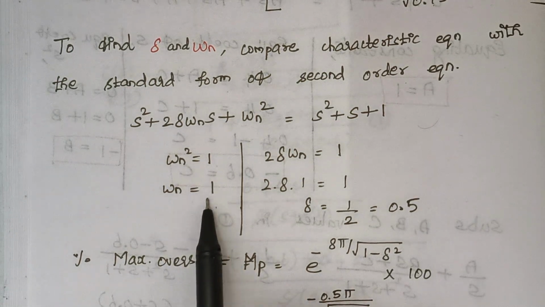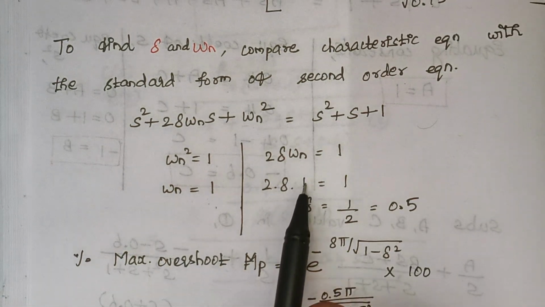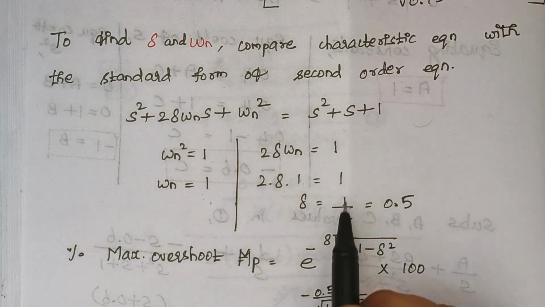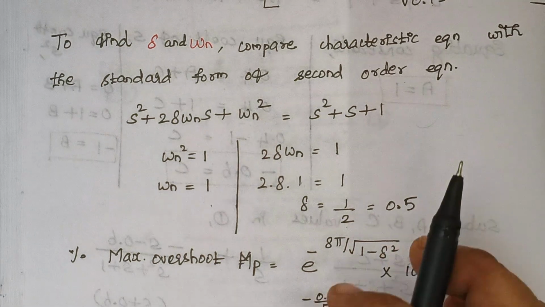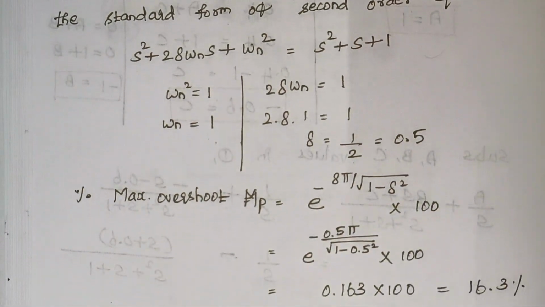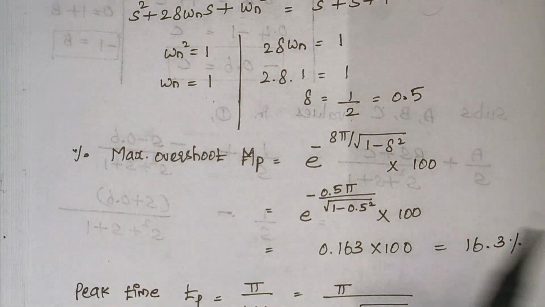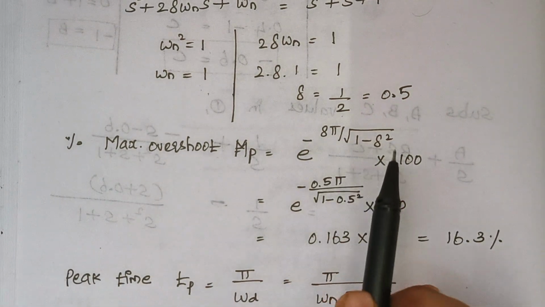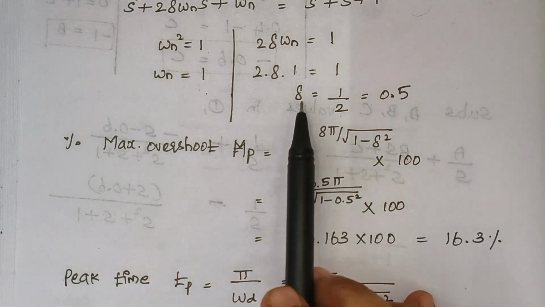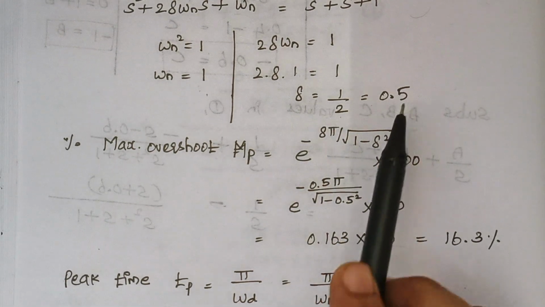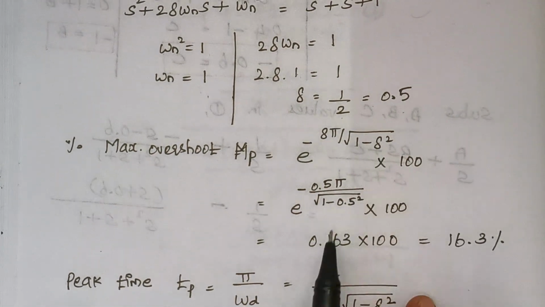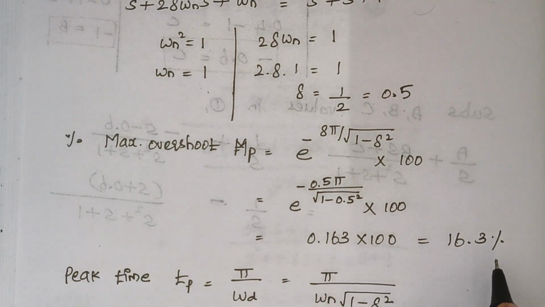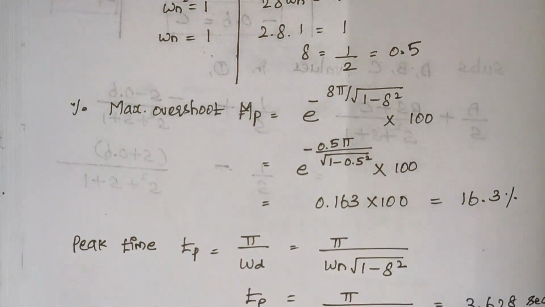So just substitute the value of omega n equal to 1 here. So when you substitute, finally the value of zeta will be equal to 1 by 2, which is nothing but 0.5. So we all know the formula. Percentage maximum overshoot is e power minus zeta pi divided by root of 1 minus zeta square into 100. So we know the value of zeta as 0.5. So just substitute here. When you substitute, finally you are getting the answer as 16.3%, right?